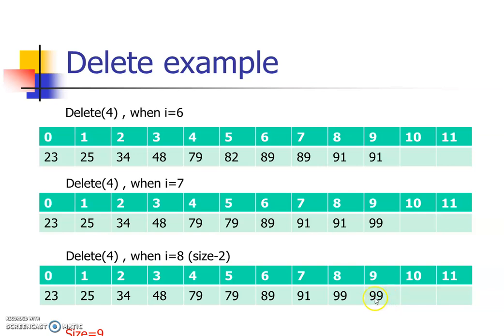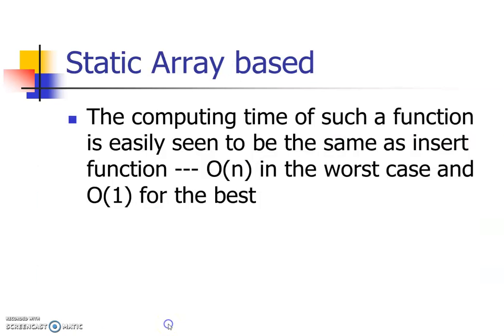Of course, if you don't feel comfortable that 99 is still there, before you do size minus minus, you can do index of size minus 1 equal to negative 1. You can add that line, with or without that line, it's going to do the same thing. And therefore, this is the operation for the delete.